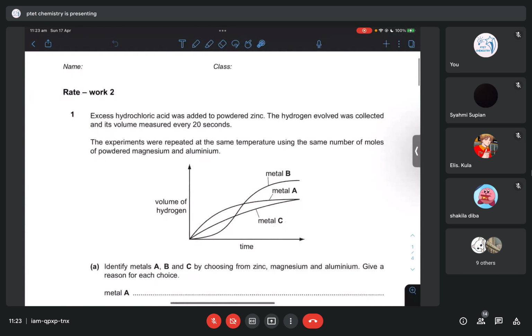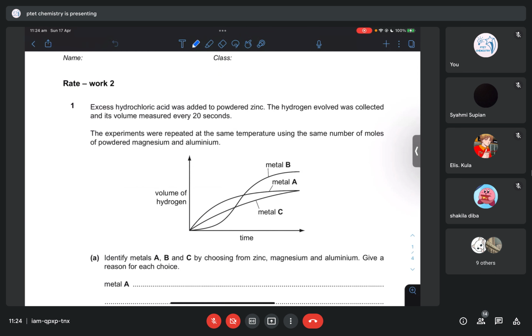I have also uploaded this thing here. I thought this is probably the first question I want to go through together with you guys before I open the floor for you to ask questions. So let me just quickly go through this, alright? So this is hydrochloric acid, and this is added to powdered zinc.